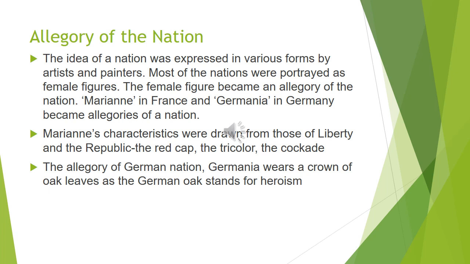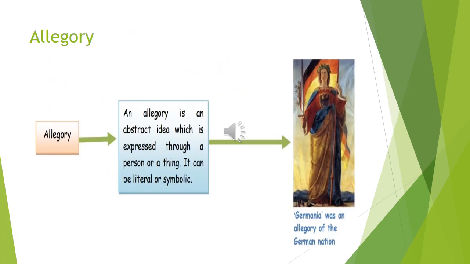Marianne's characteristics were drawn from those of liberty and the republic, that is, the red cap, the tricolor, and the cockade. Cockade means the ribbon which is worn on a hat. The allegory of the German nation, Germania, is seen wearing a crown of oak leaves, as the German oak stands for heroism. So, allegory is an abstract idea which is expressed through a person or a thing. It can be literal or it can be symbolic. Here we can see the picture of Germania, who was an allegory of the German nation.